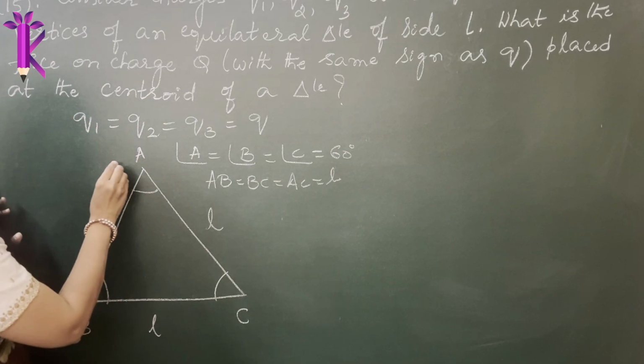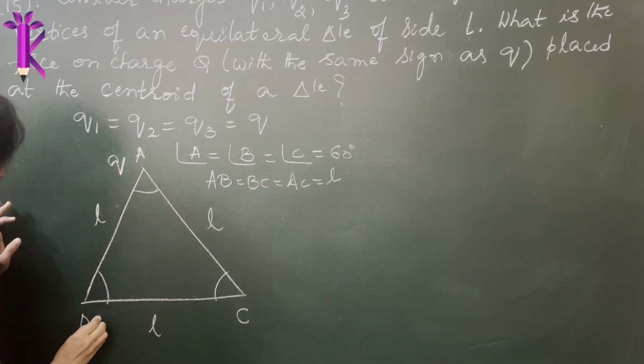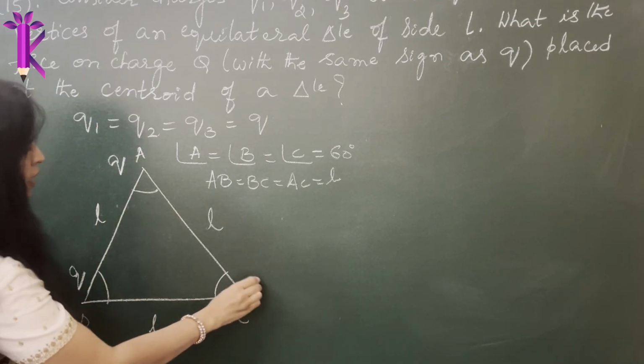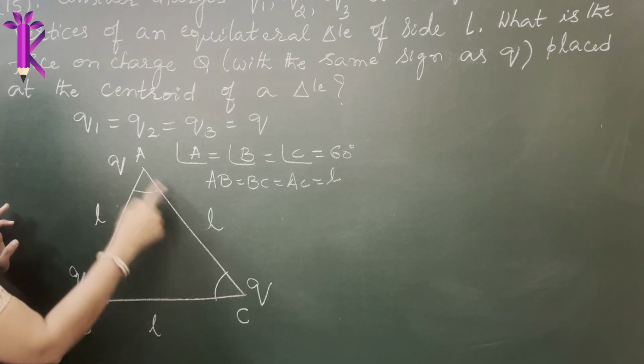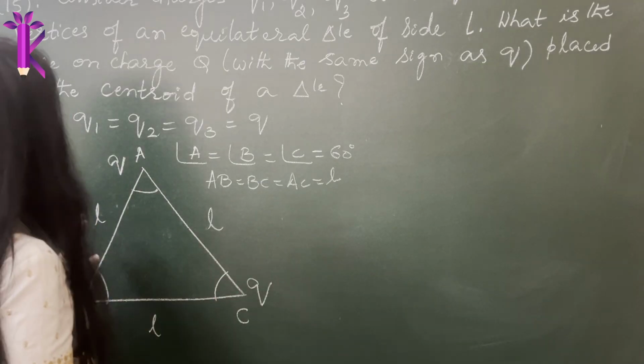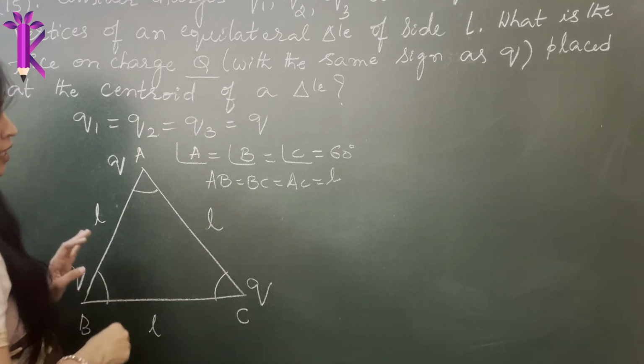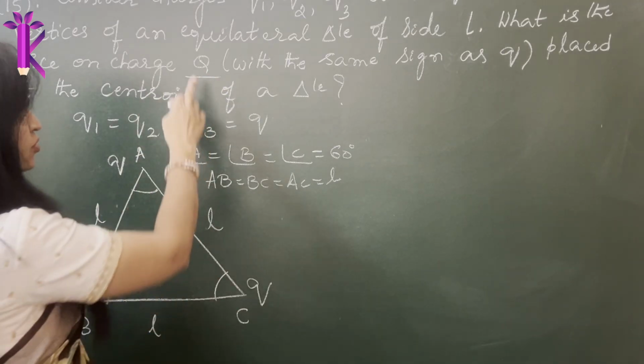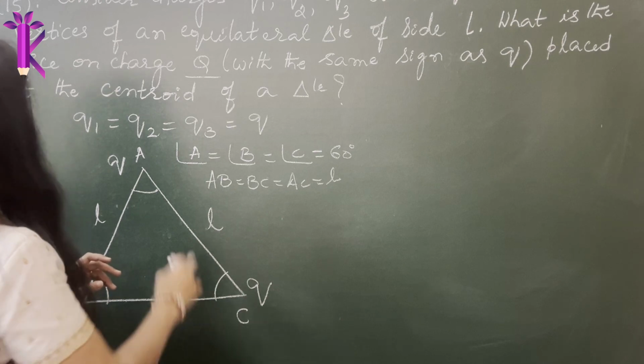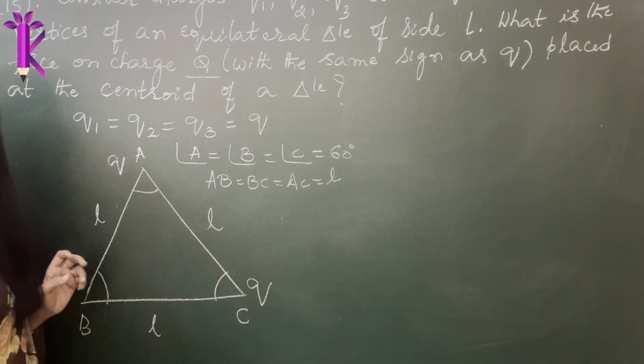So there are charges placed here: plus Q, plus Q, plus Q, and plus Q. They're all positive charges. Now what are they doing? You have to figure out the force on a charge Q, which has the same sign as Q, so it's a positive charge again, placed at the centroid of the triangle.